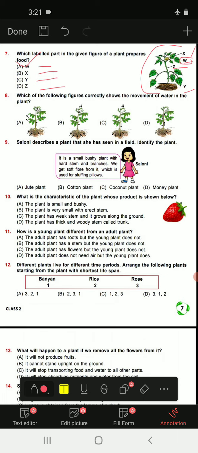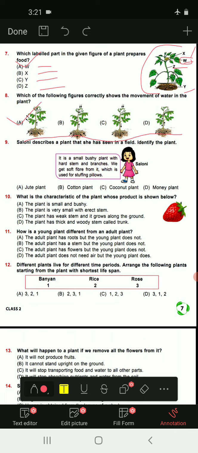Next question, which of the following figures correctly shows the movement of water in the plant in these four figures? So which option is correct? That is option A. Here look, the black color arrow is given.